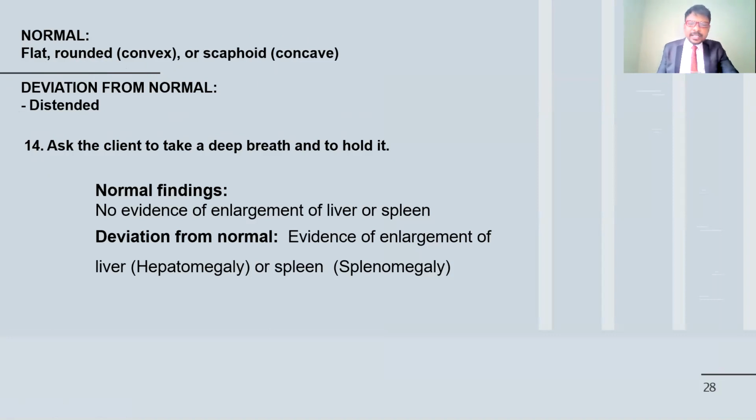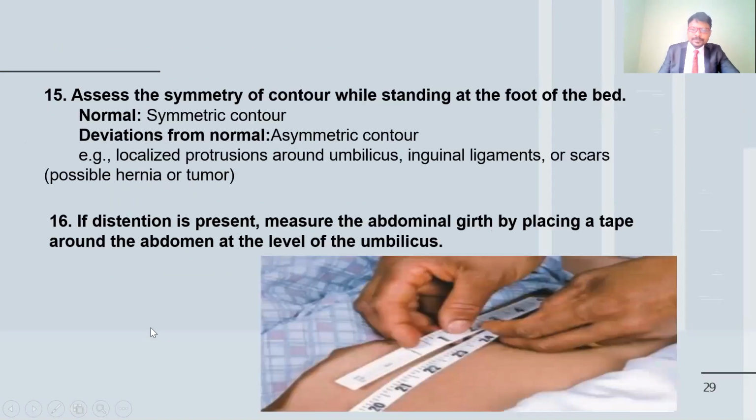So ask the client to take a deep breath and hold it. If we ask them to do this, we are going to find any masses or abnormalities, such as hepatomegaly or splenomegaly. In case of enlargement of the spleen and liver, we can find it when they take a deep breath and hold. Because of the enlargement, we can feel the mass bulging outside. If there is no evidence of enlargement of the liver or spleen, it is normal. Abnormal means any enlargement of the liver or spleen, called hepatomegaly and splenomegaly.